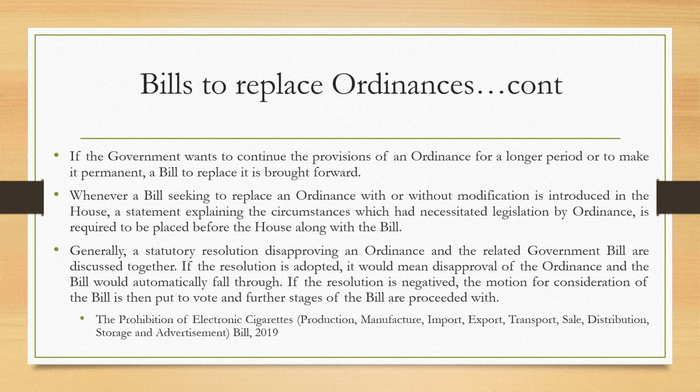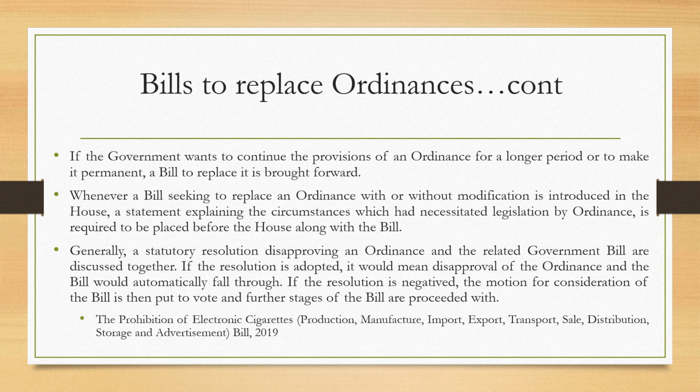But in case of an ordinance, why the ordinance was brought, what was the emergency, what was the reason behind bringing that particular ordinance, that must be put on the floor of the House as a part of explaining the circumstances. So a statement explaining circumstances is necessary. So you can distinguish: an ordinary bill need not have such a statement, but in case of an ordinance, the justification for the ordinance must be there.